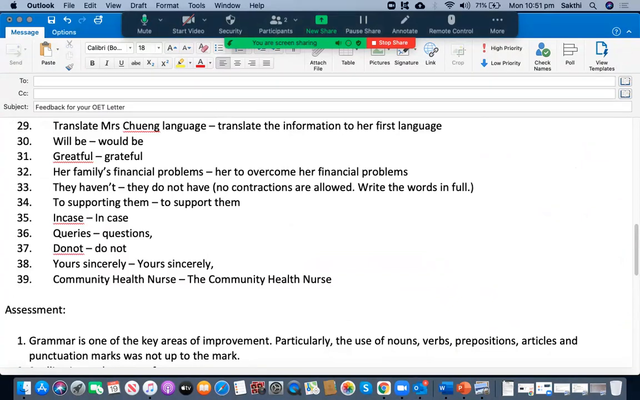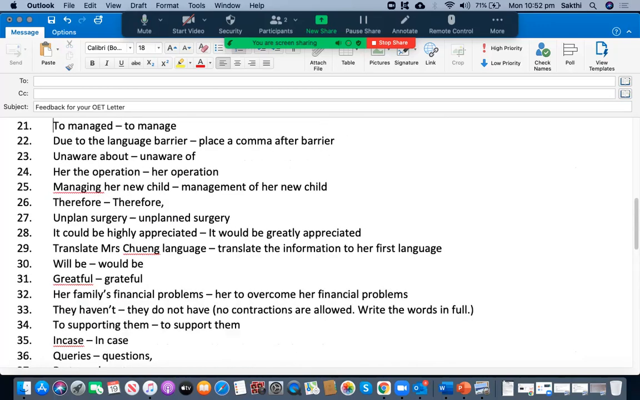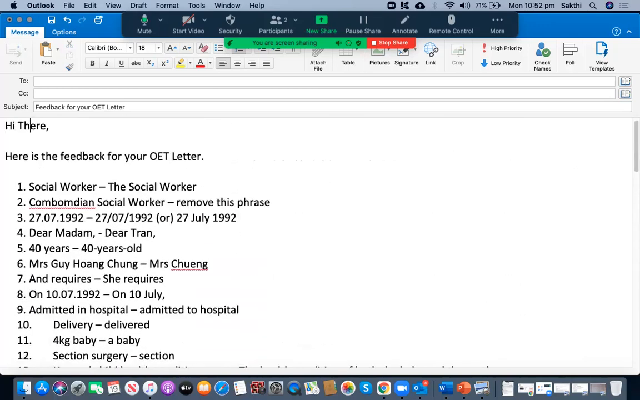See, identifying your mistakes is the first step to your success, okay? If you understand where you're losing your marks, it's going to dramatically help you to improve your skills, okay? Anyone can improve, okay? I have helped so many students who scored D grade in the beginning, but they slowly improved to C, then C plus, and then B. And finally, they got B grade in the original OET examination. So don't worry about these things.